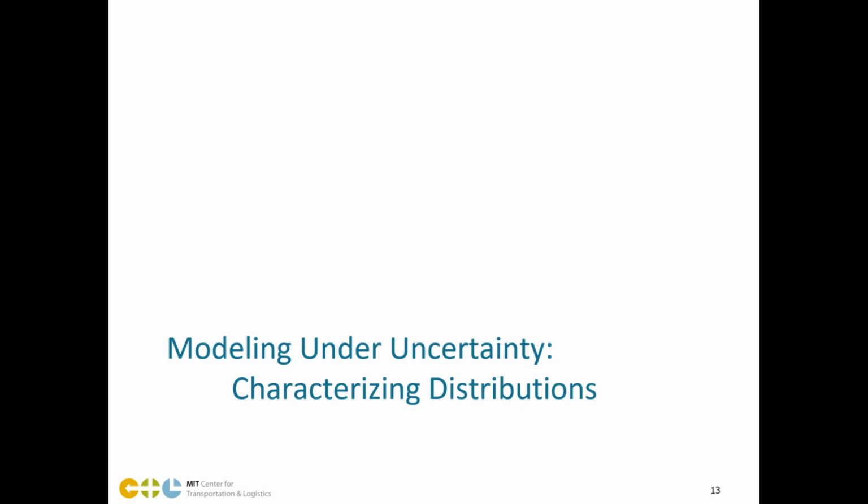We moved from deterministic models to modeling under uncertainty, and we started by introducing the 4 basic probability laws, the first of which is that the probability of any event happening is a number between 0 and 1, where 1 is ultimate certainty, it's going to happen, where 0 is it will never happen.